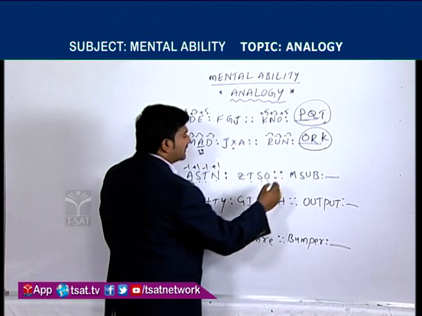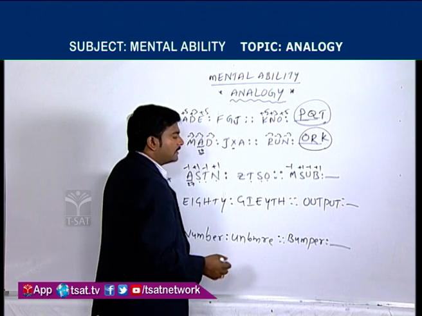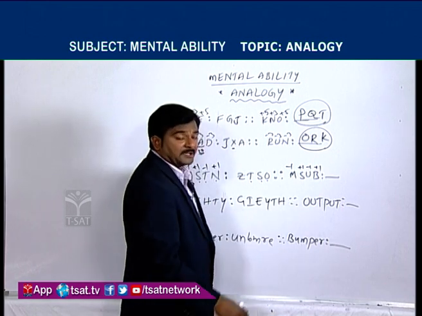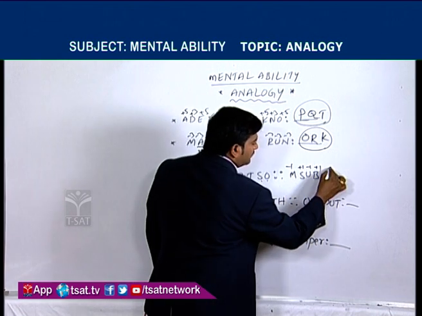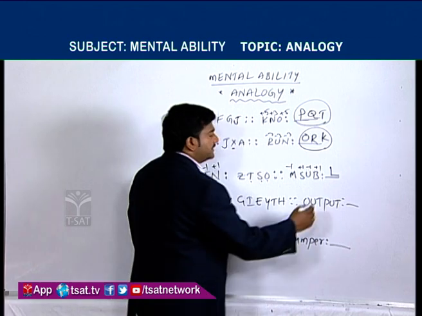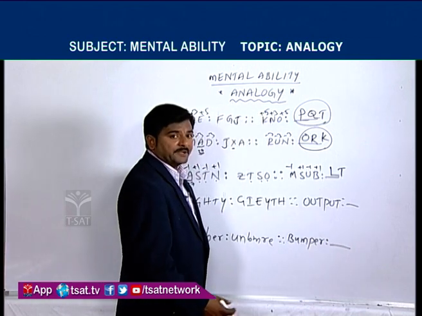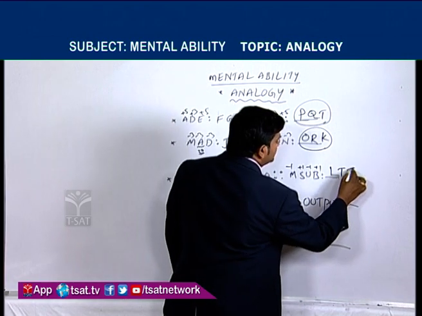Okay. Apply the same concept here. Minus 1, plus 1, minus 1, plus 1. What will we get? M means 13. 13 minus 1 means 12. 12th one is L. S means 19. 19 plus 1 means 20. 20th one is T. U means 21. 21 minus 1 is 20. 20 means T.